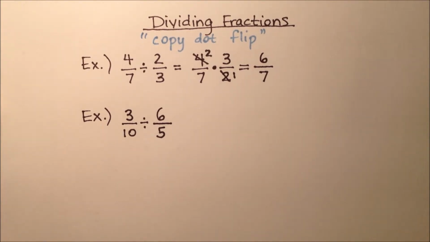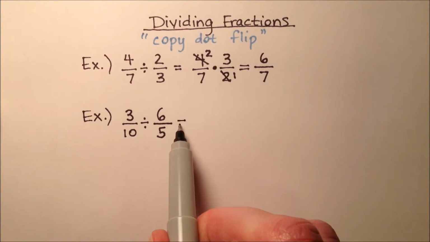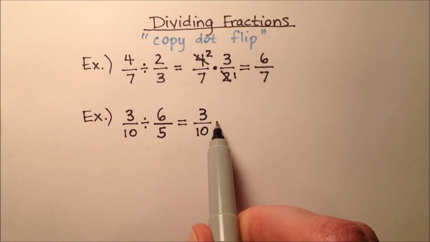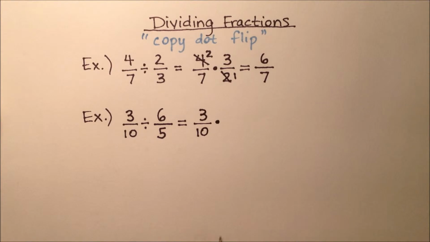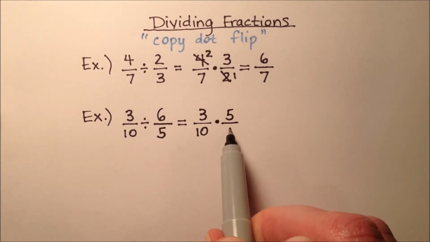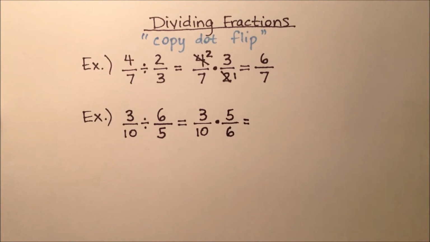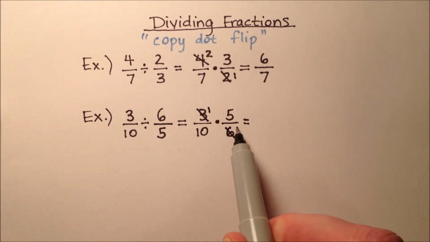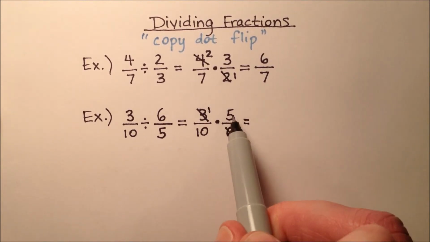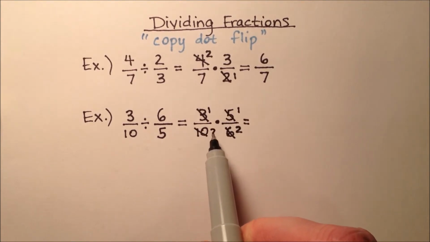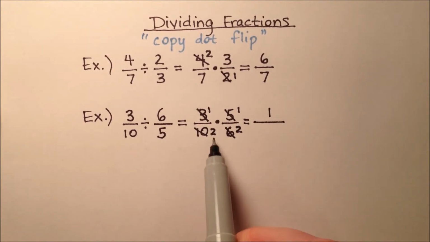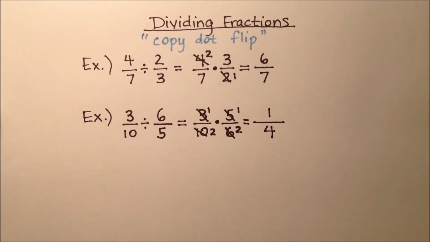The next example is the same. We're going to do copy dot flip. So we're going to copy our first fraction, 3/10. We're going to put a dot for multiplication, and we're going to flip the second fraction, just take its reciprocal. So is there anything there that we can cancel out? Well, the 3 and the 6, you can take a 3 out of both of those. And the 5 and the 10, you can take a 5 out of both of those. So in this case, we have a 1 times 1, which is left over in the numerator, and a 2 times 2, which is left over in the denominator. So in this example, our final answer is 1/4.